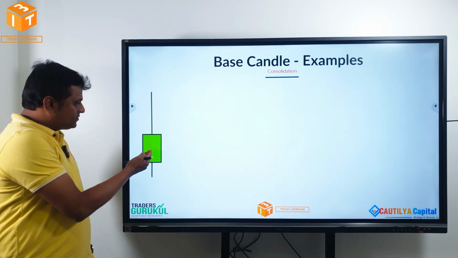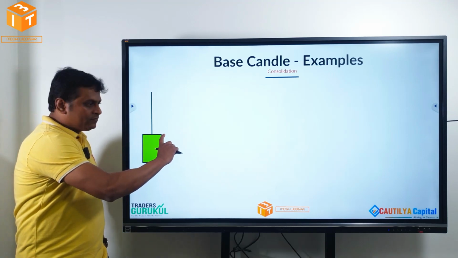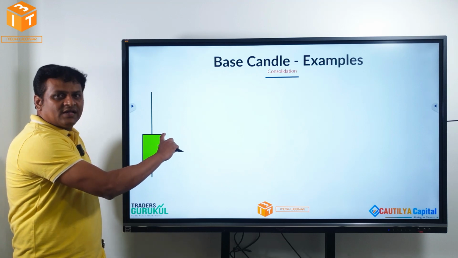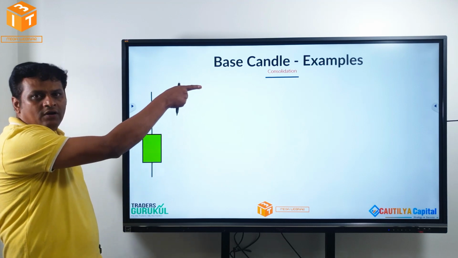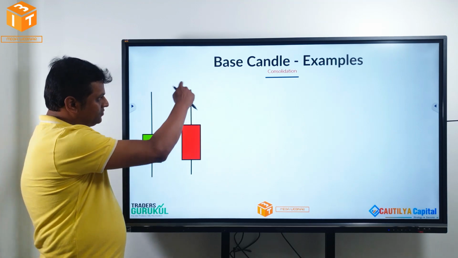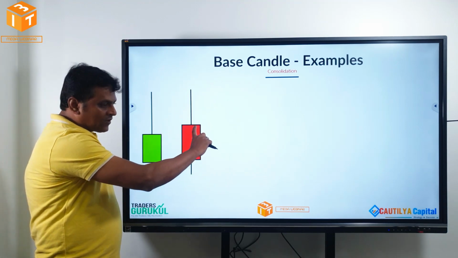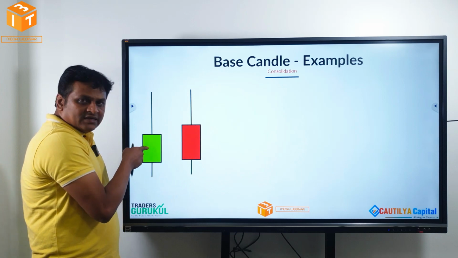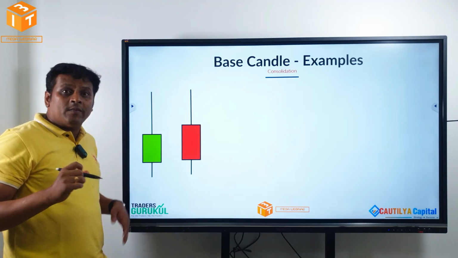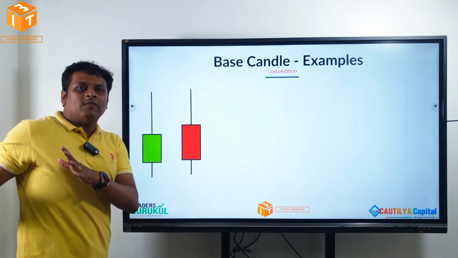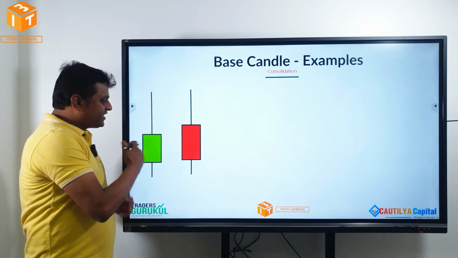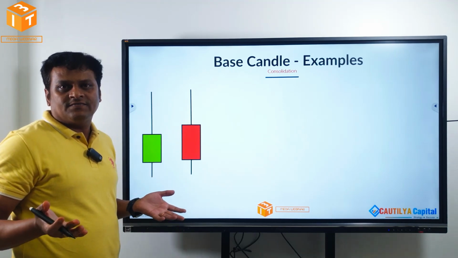Can you make a note of this? There is a very small body with a huge range. The body is less than 50% and hence it's called a base. What about this? A very long range, a small body. Here it is green, here it is red. Does it make a difference? See, in case of a momentum candle, a bullish and bearish momentum will make a difference. But here, two base candles with the same color is insignificant.